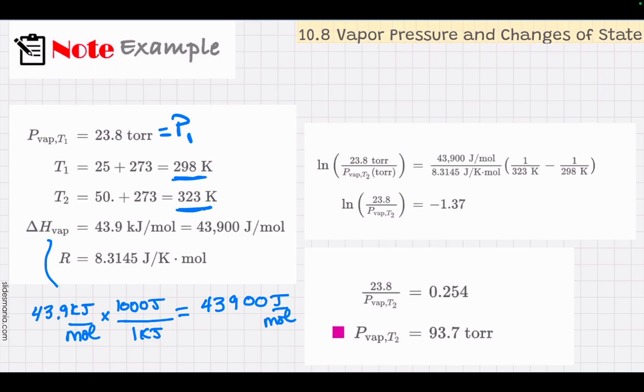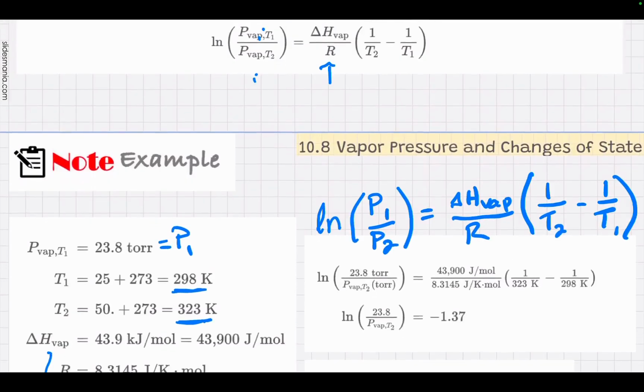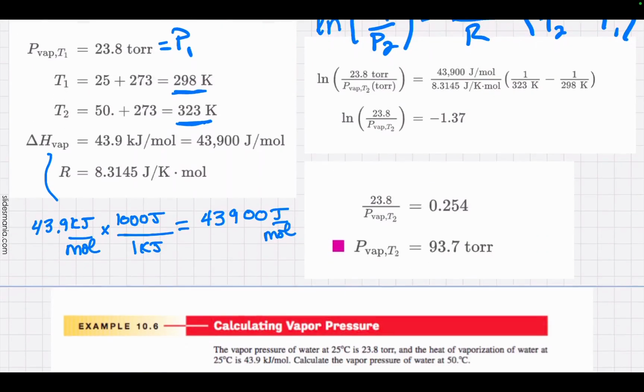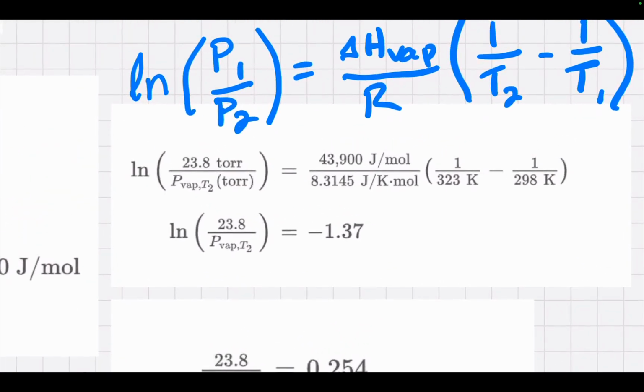So remember, the equation is the log of P1 over, let's say, P2 equals the delta H of vaporization over R, and then that's going to be 1 over T2 minus 1 over T1. Let me just double check I got that. And I did. So then we're going to plug in to that equation.